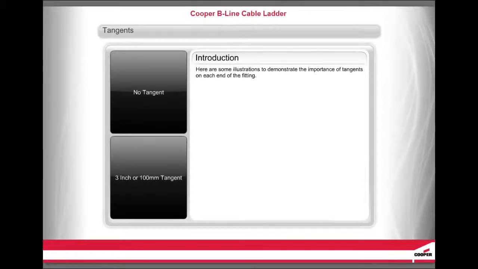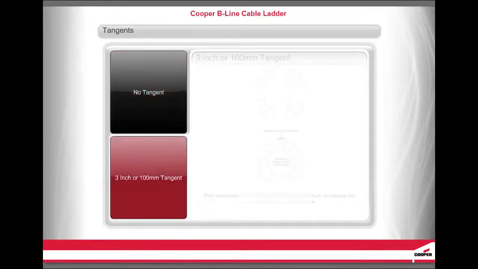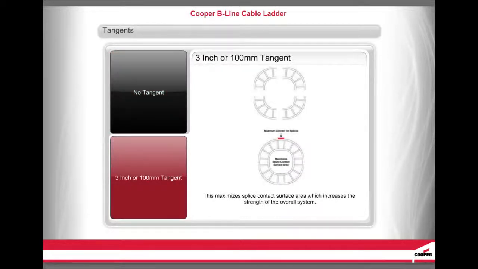Here are some illustrations to demonstrate the importance of tangents on each end of the fitting. No tangent. The issue with the perfect circle is that it doesn't allow for maximum splice contact. The splice would have to be curved for this connection. 3-inch or 100 mm tangent. This maximizes splice contact surface area, which increases the strength of the overall system.